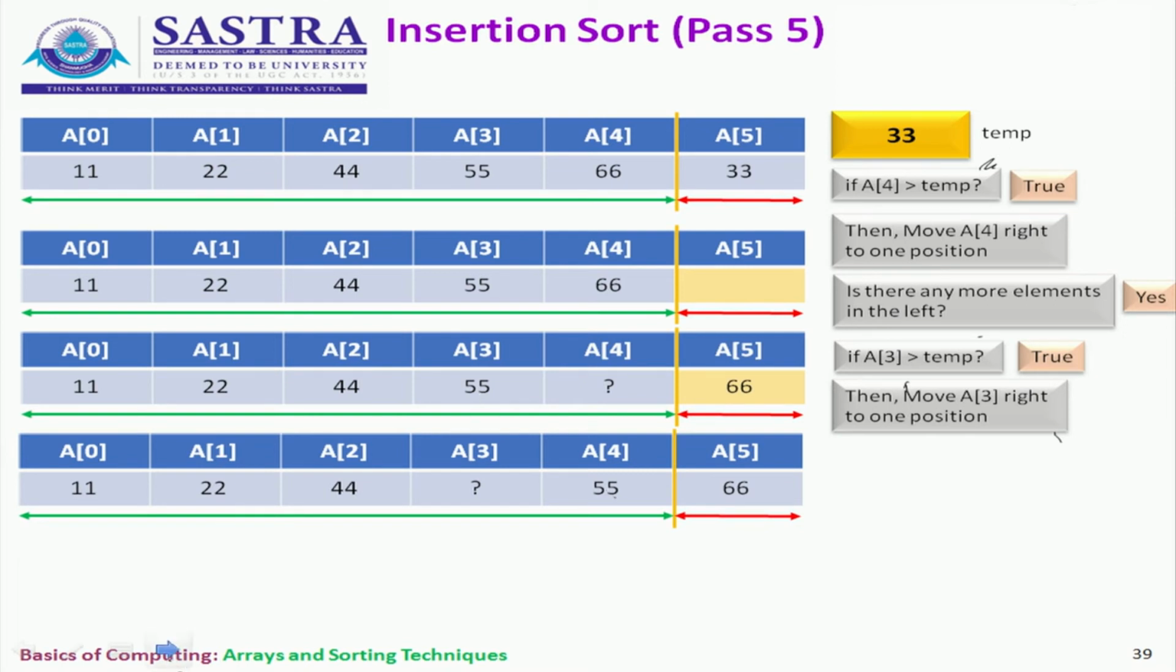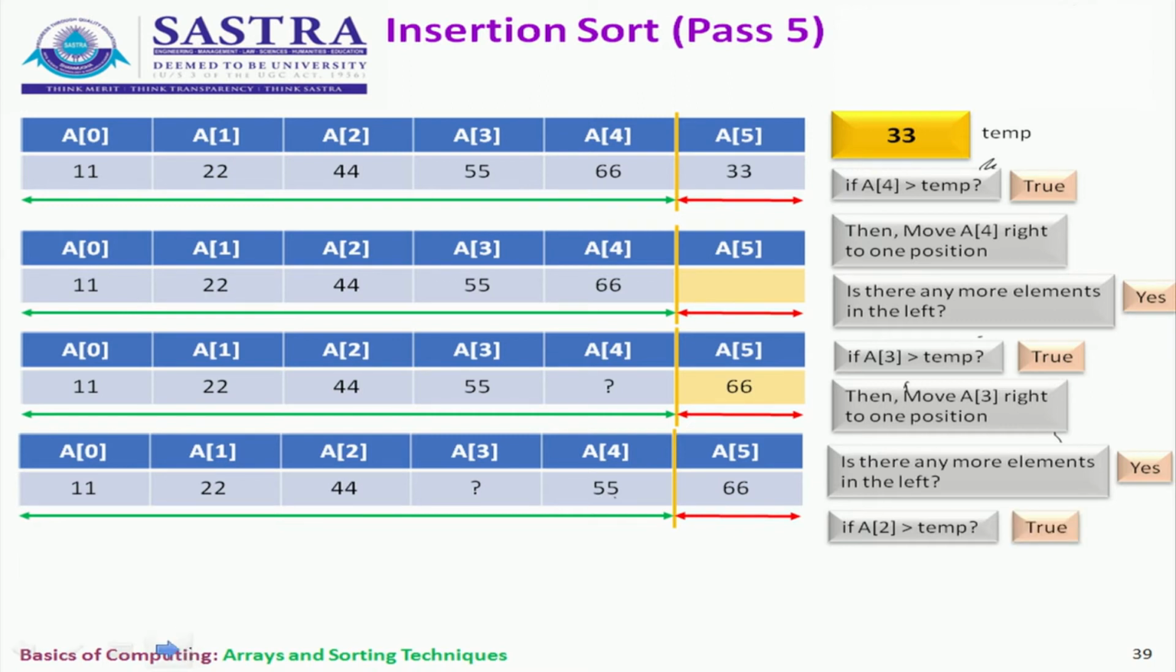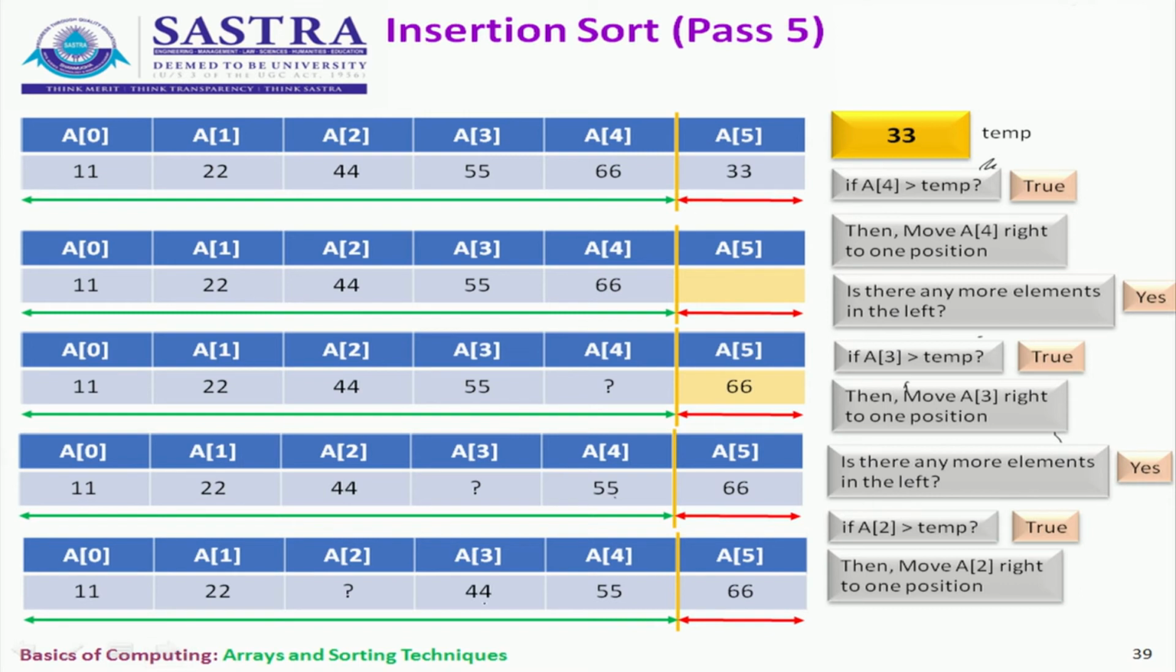Then we have to check, are there any more elements on the left-hand side? Yes, we have 3 more elements on the left-hand side. So we have to compare A of 2 and temp. A of 2 is 44, your temp is 33. Once again this will fall under the condition of greater being true. So we have to move this 44 to A of 3, leaving A of 2 as a question mark. So 44 has been moved and A of 2 is a question mark.